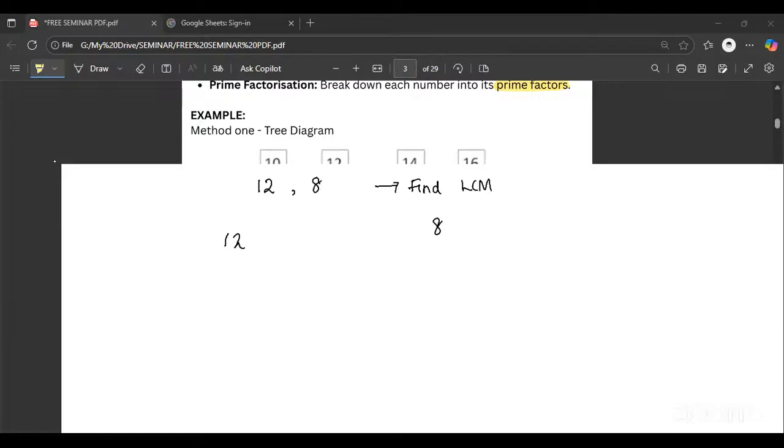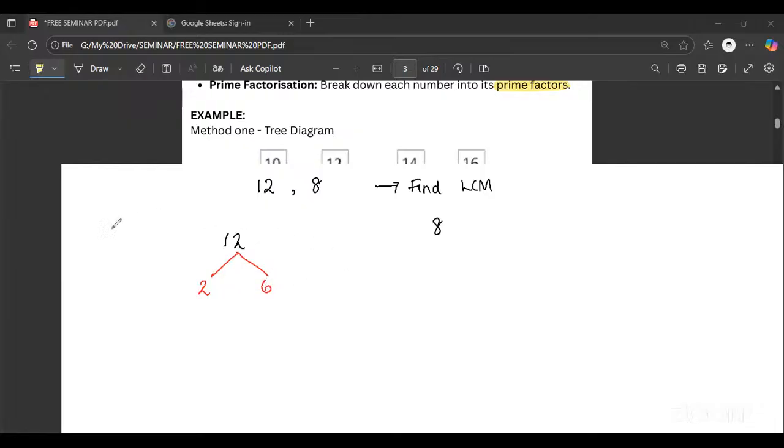Now tell me, what's the first prime number we know? Is 1 a prime number? No. What's the first prime number? 2. Yes, that's correct. The first prime number is 2. So we are going to divide 12 by 2.